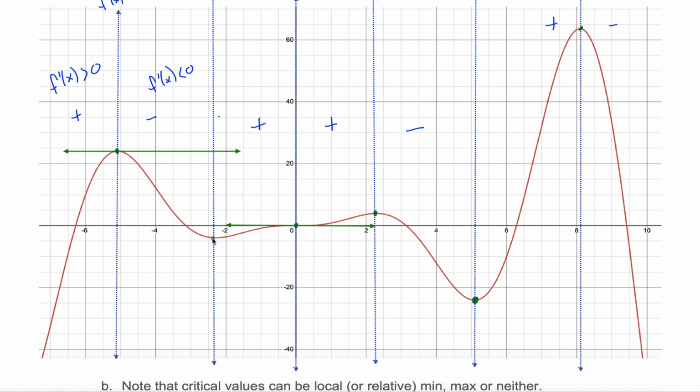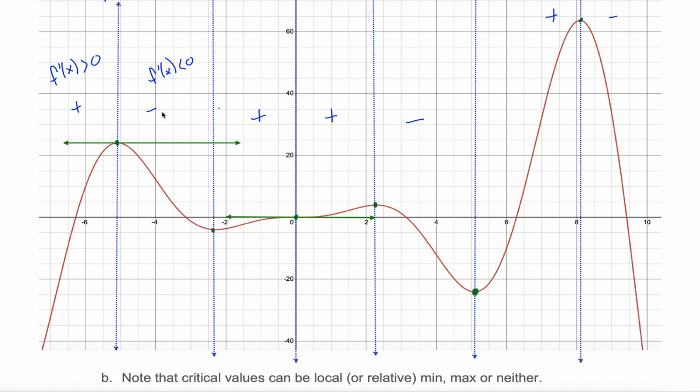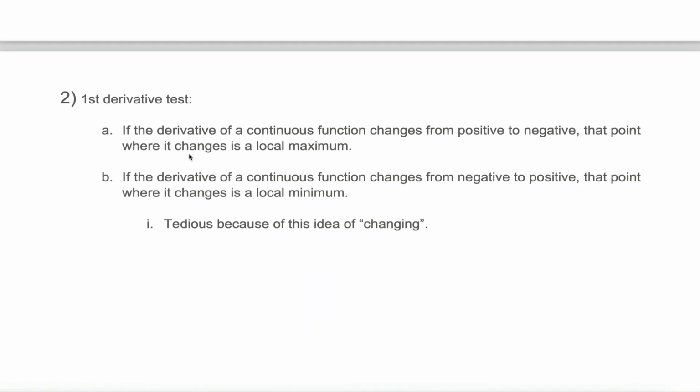And much like this local minimum showed up when our first derivative changed from negative to positive, this local minimum, we also see the first derivative changing from negative to positive. One way we can classify critical values as local minima, local maxima, or neither is by considering the first derivative on either side of the critical value. That's something that we're going to call the first derivative test.